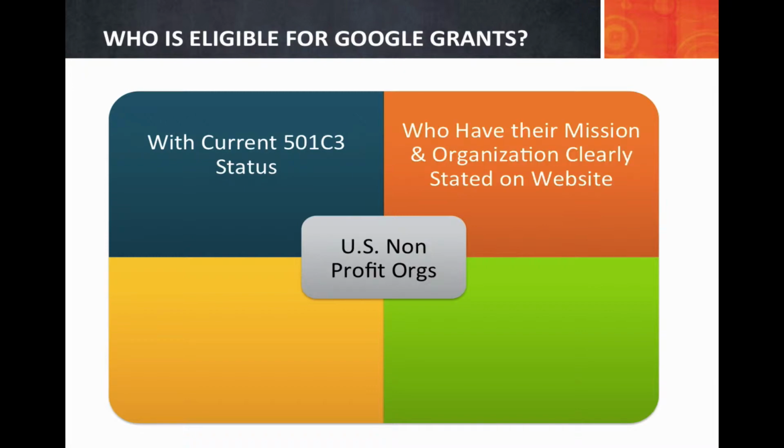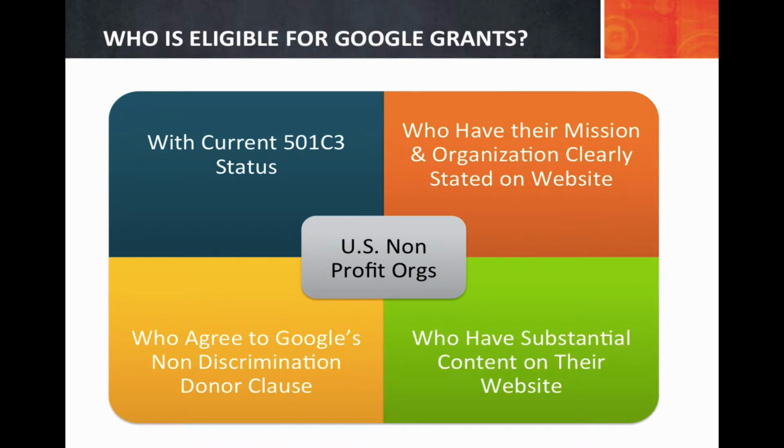Next, you need to have on your website some place that states your organization's description and mission clearly. It's part of the application to include the URL where that's published. Next, you'll have to agree with Google's non-discrimination clause in terms of your practices for your organization. We'll go over it together and make sure that you are in compliance with this portion. And lastly, you cannot have a website that's under construction. You need a website that has substantial content and publication so that the public understands who you are once you bring the traffic back to your site.